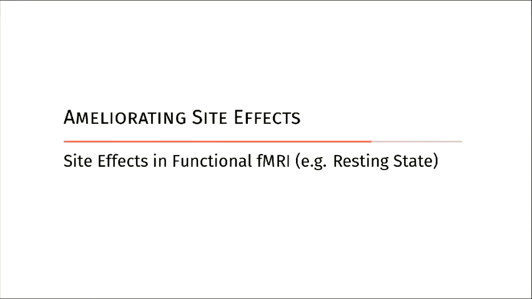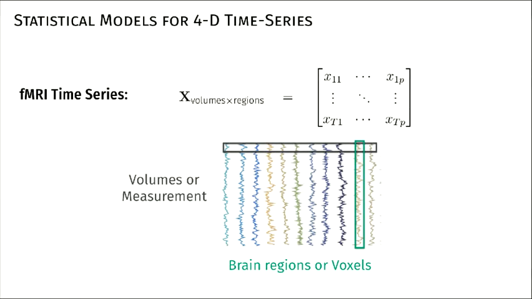Okay. So that was structural data. We'll now look at an example from functional fMRI data, and particularly in resting state. Roughly speaking, let's say you have data that consists of time series or volumes and brain regions or voxels.